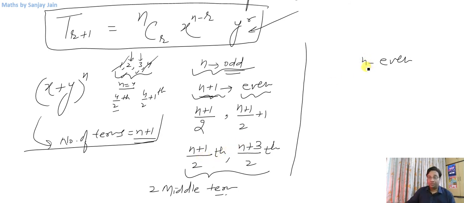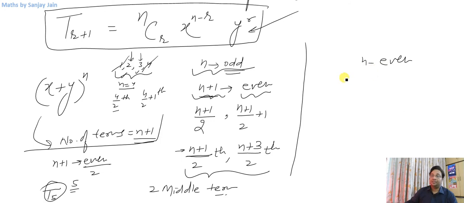Okay, what about this? Now n plus 1 is even. You remember this? So this will be an integer. n plus 1 is even, so it will be completely divided by 2. So this is an integer, right? So you don't have to worry about it. This is an integer. For example, if it comes out to be 5, let us say, then I know how to find T5.